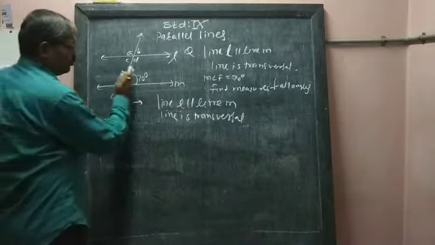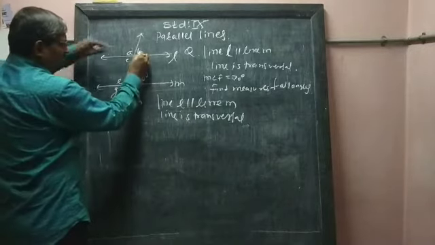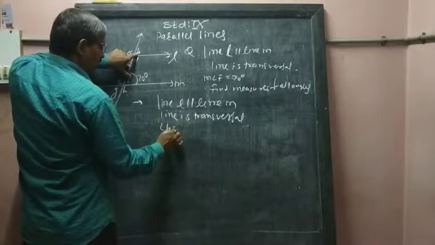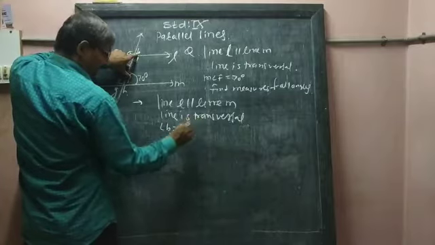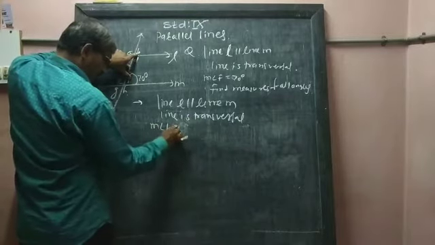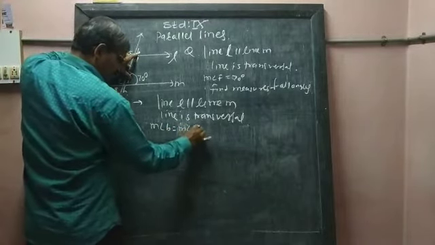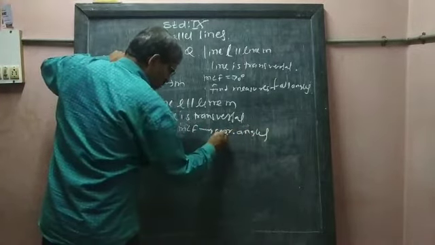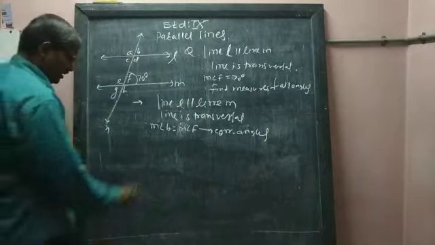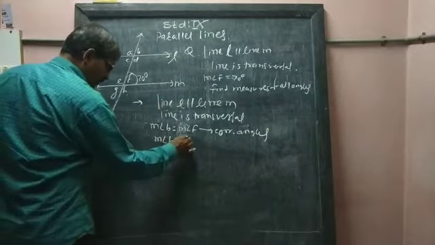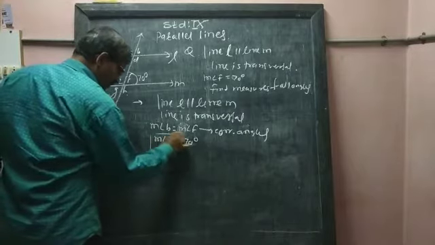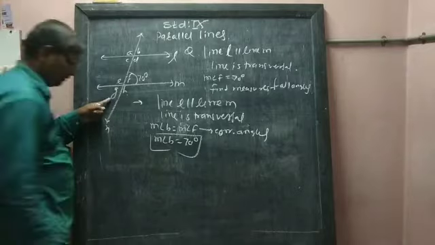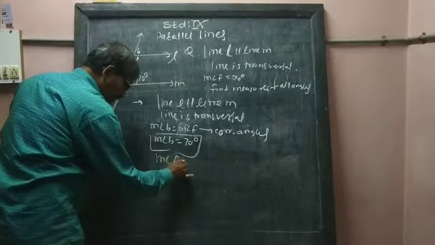Now, on the right hand side of the parallel lines, which are the corresponding angles? B and F. Angle B is equal to angle F. You may write here: measure of angle B is equal to measure of angle F. Why? Corresponding angles. So what is the measure of angle B? It will be 70 degrees because F is given as 70.